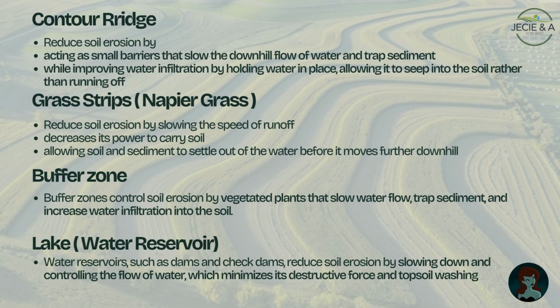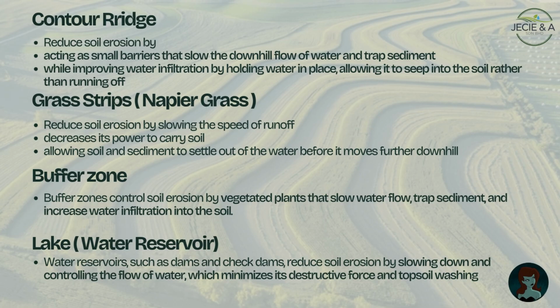As Akmal already explained in the previous video, the contour ridge's function is to reduce soil erosion by acting as a small barrier that slows the downhill flow of water and traps sediment, while improving water infiltration by holding water in place, allowing it to seep into the soil, rather than running off.